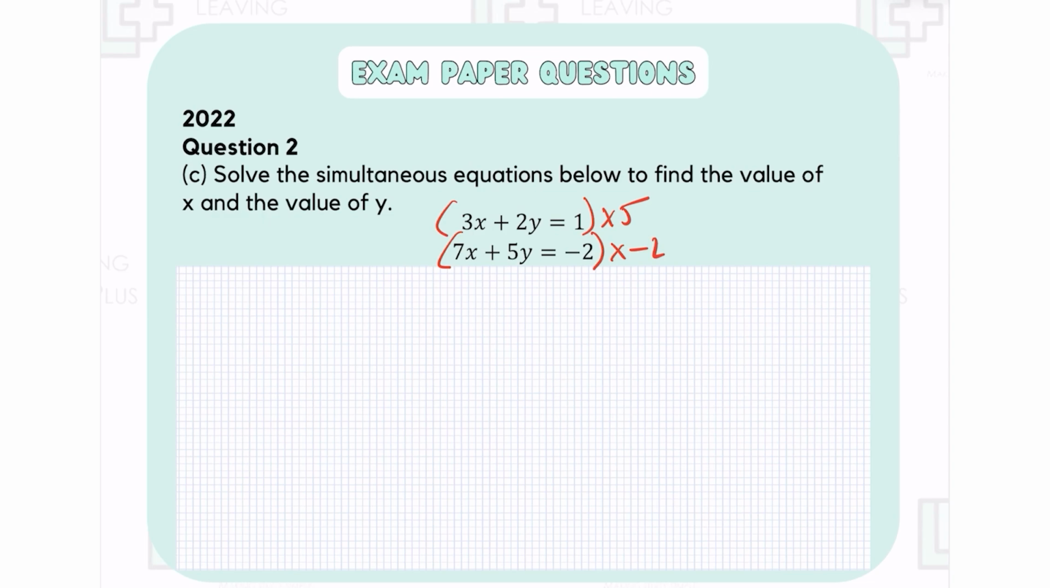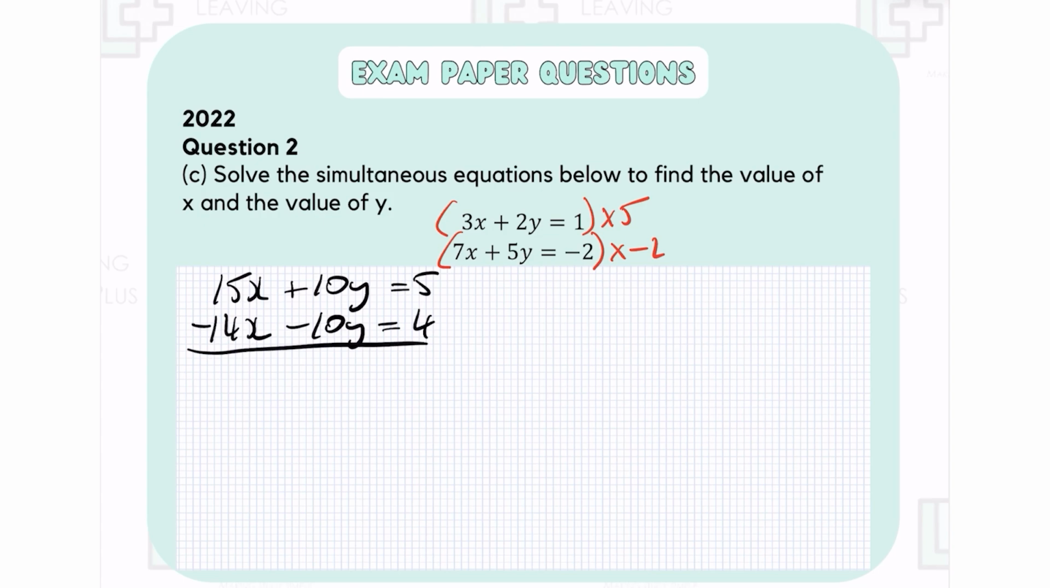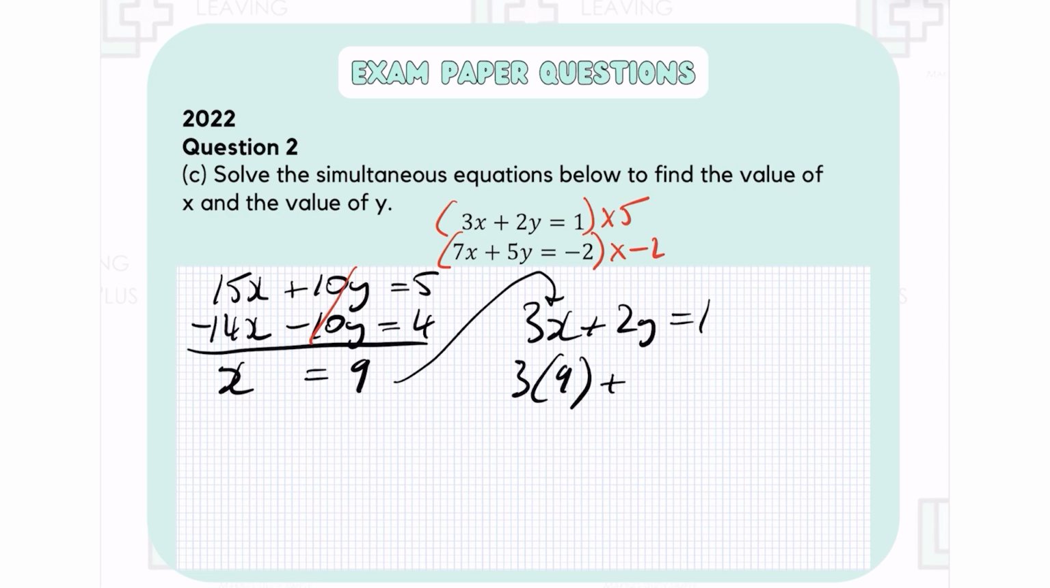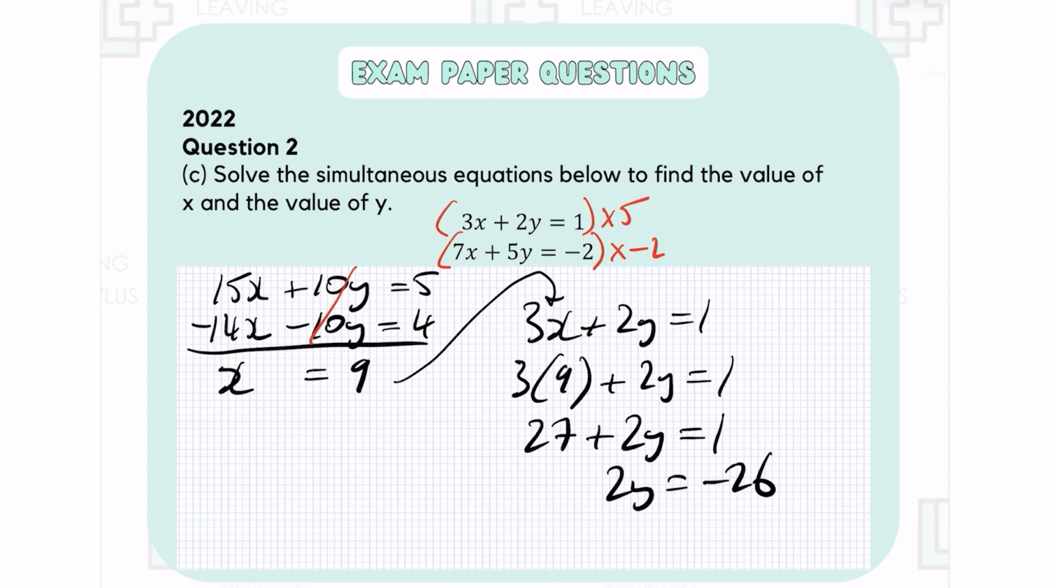We have 15x plus my 10y equals my 5, and the bottom row then minus 14x minus 10y, and then it's plus 4. So y variable is gone. We're ending up with x equals 9. I'm going to take the top row, not that it really matters in this question because they both have majority pluses. So 3 is going to multiply by 9 plus my 2y equals my 1. I have 27 plus 2y equals 1. Take 27 both sides, get minus 26, and y equals minus 13, and we are done.